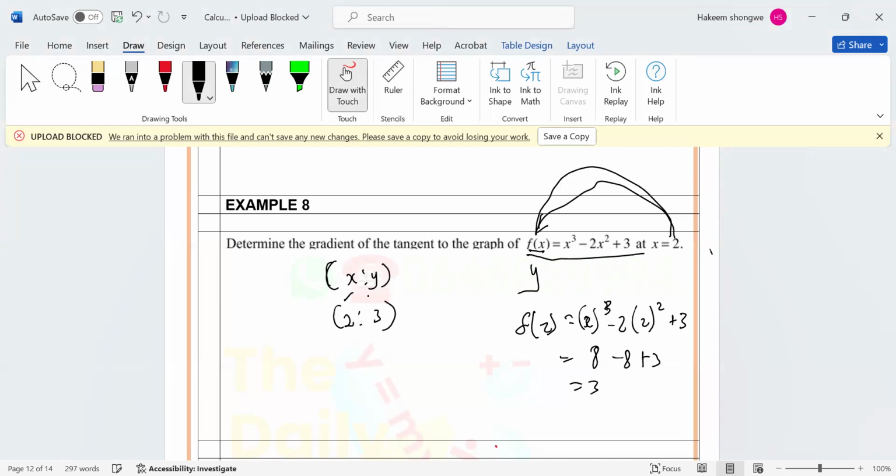It's 3. It says when x is 2, our y is going to be equal to what? To 3. That's the story. When x is equal to 2, our y is going to be equal to 3.